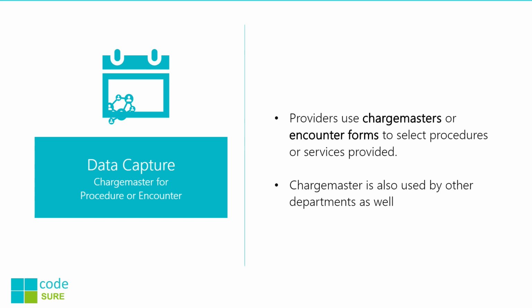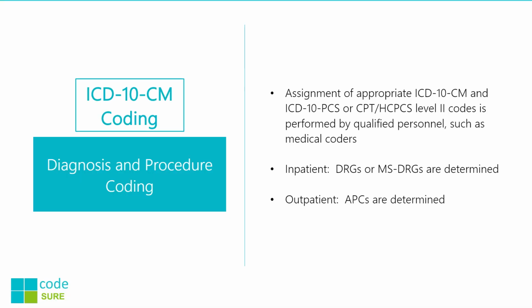The chargemaster is used not only for the direct encounter form, but it is also used for ancillary services as well, such as laboratory or x-ray. Diagnosis and procedure coding is the basis for all billing. The coder assigns the appropriate ICD-10-CM and the ICD-10-PCS or the CPT HCPCS Level 2 code. These codes represent the services provided, documented in the medical records.